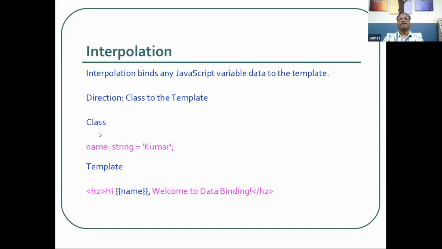Here we have one variable in the class. In the TS file, we have name equal to Kumar. We pass the data through interpolation. Interpolation means the two curly brackets, right? So this is called interpolation. Within those two curly brackets, we need to call that class variable. Okay, so if you mention it here, it will bind.